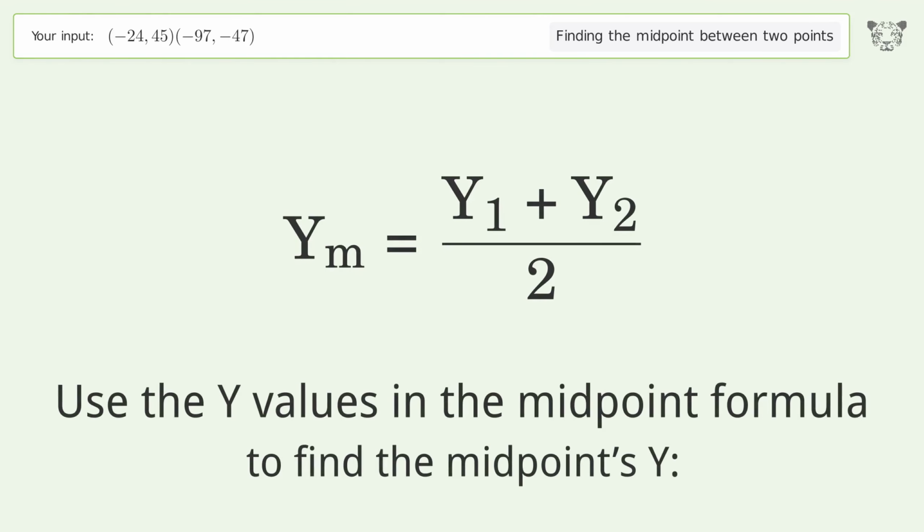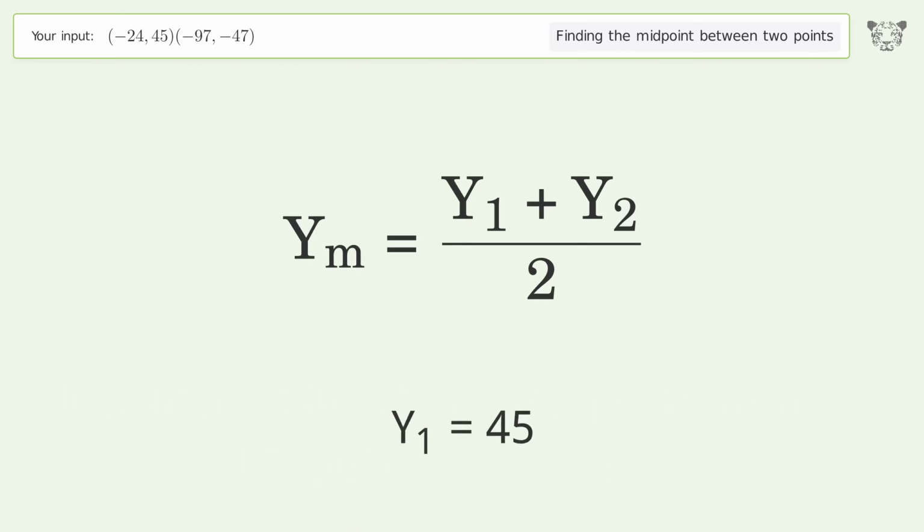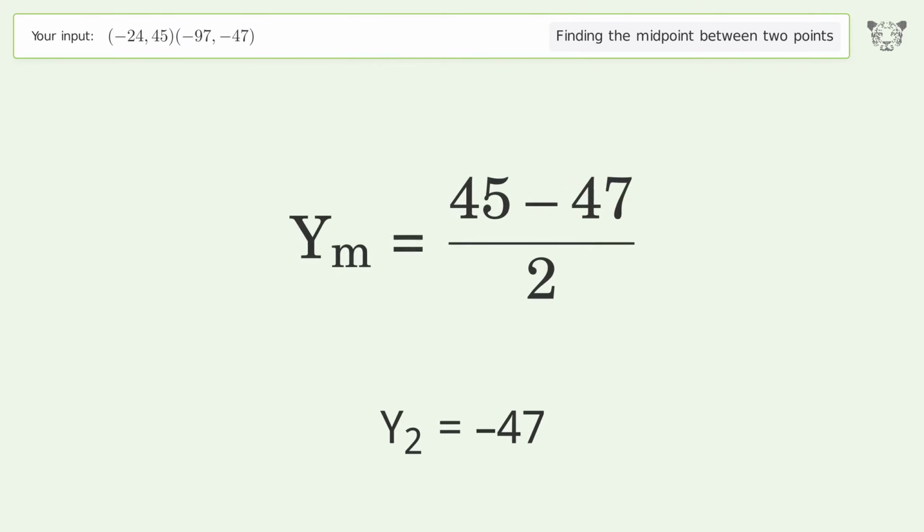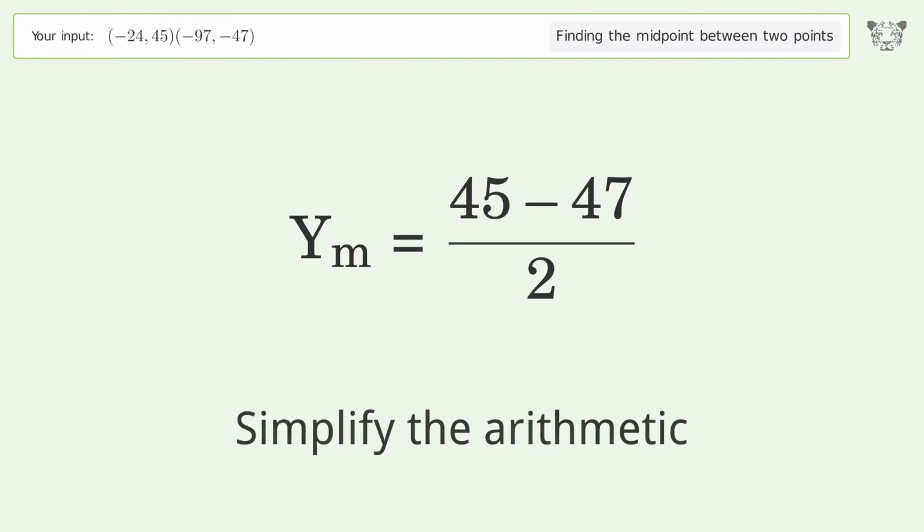Use the y values in the midpoint formula to find the midpoint's y. y1 equals 45. y2 equals -47. Simplify the arithmetic.